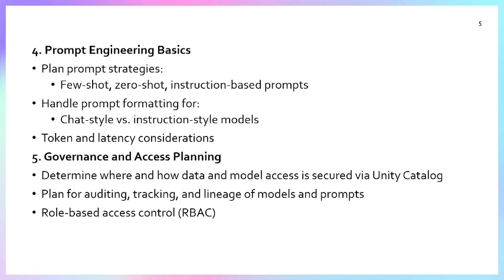Fifth is governance and access planning. Determine where and how the data and model access is secured by Unity Catalog, and plan for auditing, tracking, and lineage of the model and prompts, and role-based access control, that is RBAC.